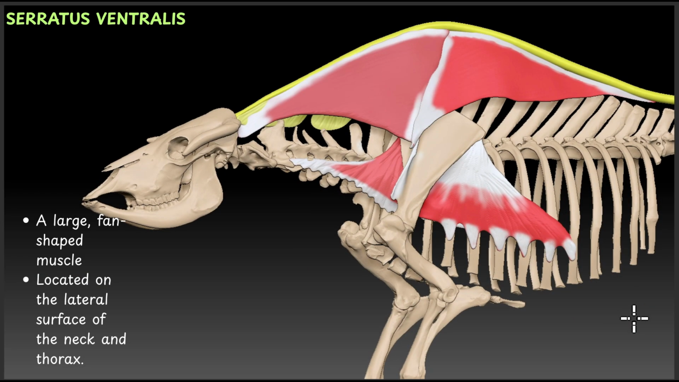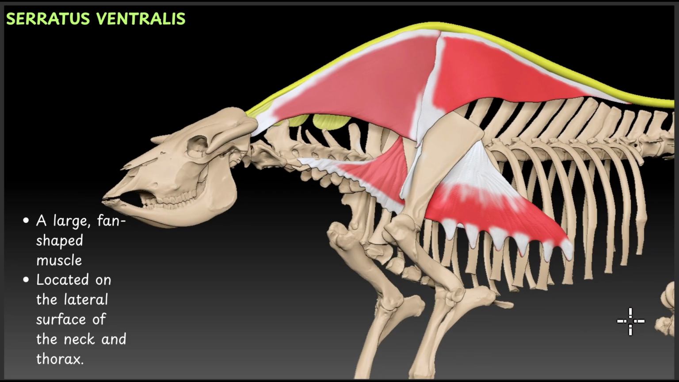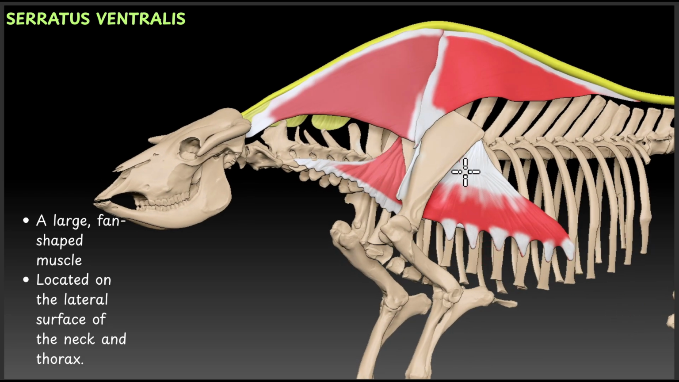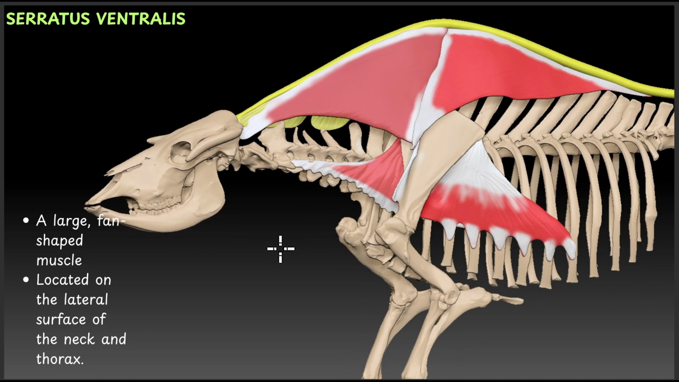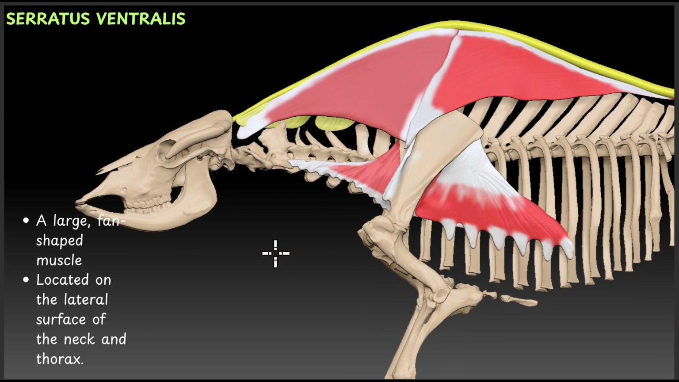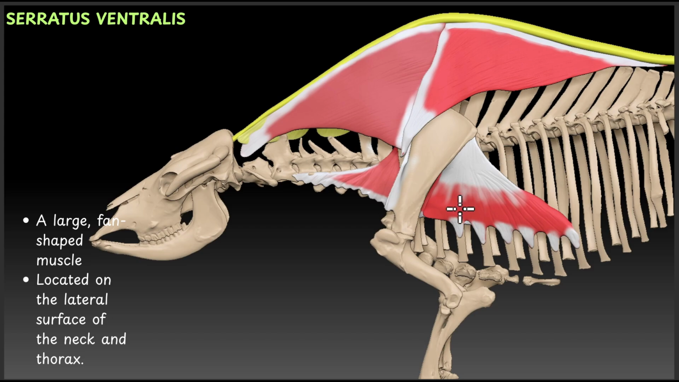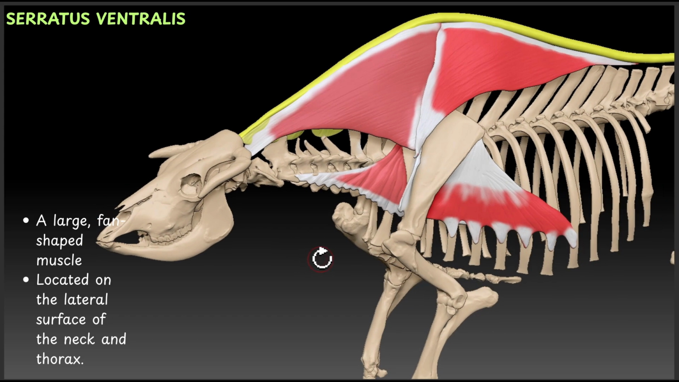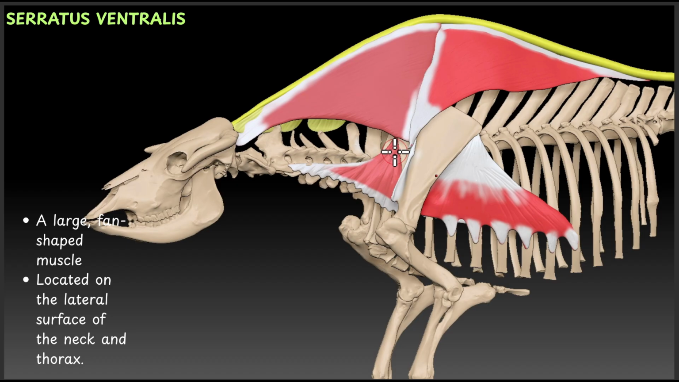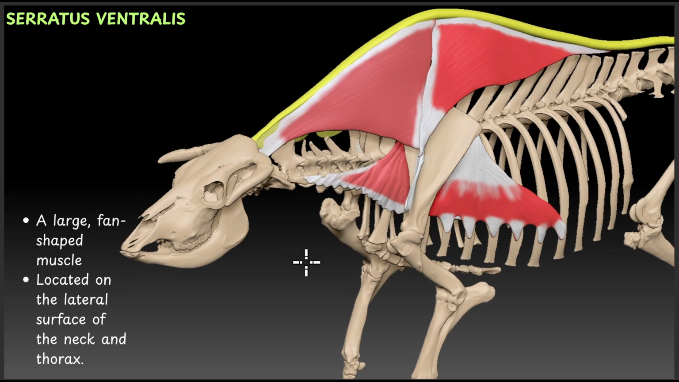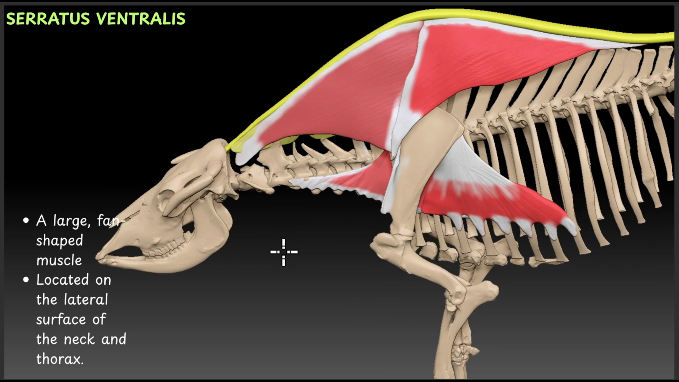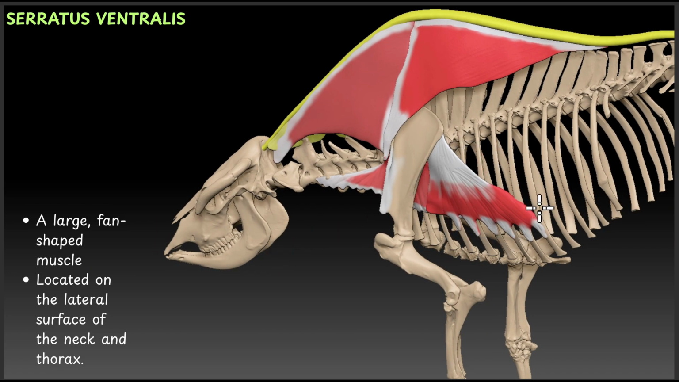The next muscle we will discuss is the serratus ventralis. You can clearly see, this muscle is the serratus ventralis, a large fan-shaped muscle. The muscle is located on the lateral surface of the neck and thorax. This is the lateral portion of the neck area and the lateral part of the thorax area. So serratus ventralis is a large fan-shaped muscle located on the lateral aspect of the neck and the lateral aspect of the thorax area.